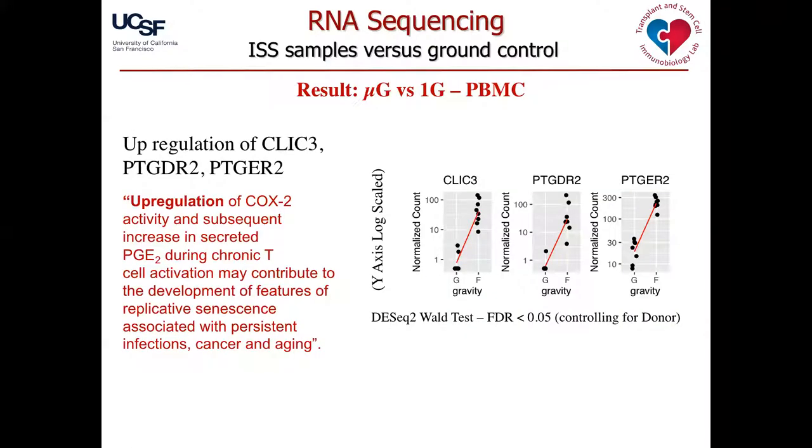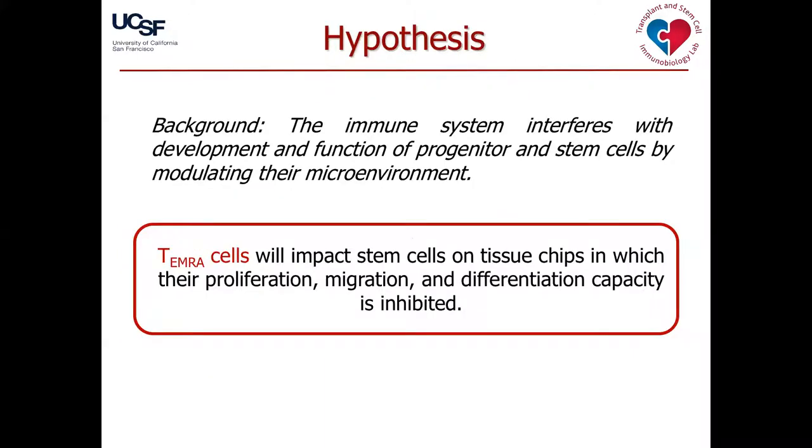We confirmed those data by sending chips containing human PBMCs to space. And you see here RNA sequencing data for G, that is the ground control, versus F, those are the flight samples. And you see that three genes, CLIC3, PDGDR2, and PDGER2, are upregulated significantly during spaceflight. And this upregulation shows you that there is an activation of chronic T cells, which may contribute to the development of features of replicative senescence, like in aging of immune cells.